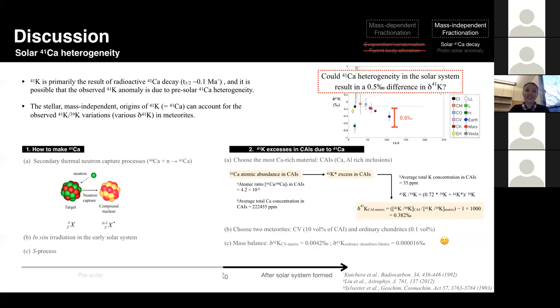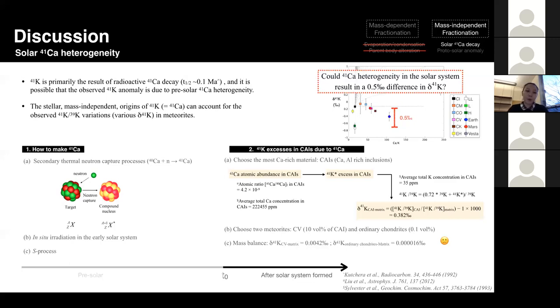Then we use the 41 to 39 ratio in CAI divided by that ratio of a CAI-free matrix. This way, we know that CAI contributes 0.38 per mil more than the matrix component. We then choose two meteorites with the highest and lowest CAI volume content, which are CV meteorites and ordinary chondrites. By a mass balance calculation, we found that the difference between CV and ordinary chondrites is too small to explain the 0.5 per mil difference.